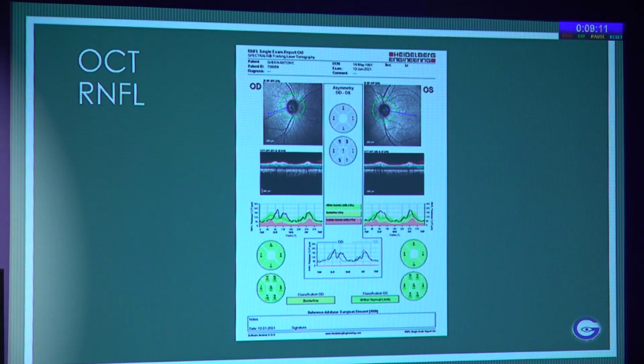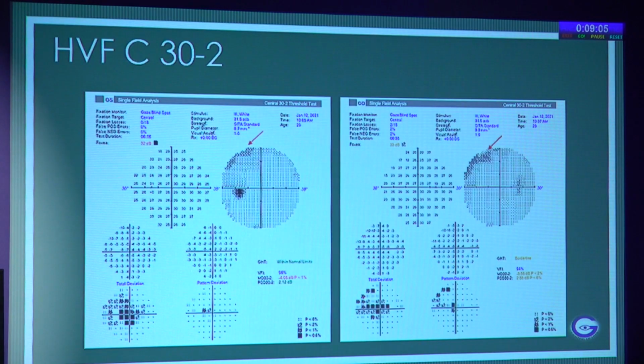So when we did the RNFL, nothing much, maybe a borderline RNFL in the right eye. But then I did a field. That is when I found that there was this beginning of a superior quadrantanopia, and that is when I thought maybe he's developing a stroke.